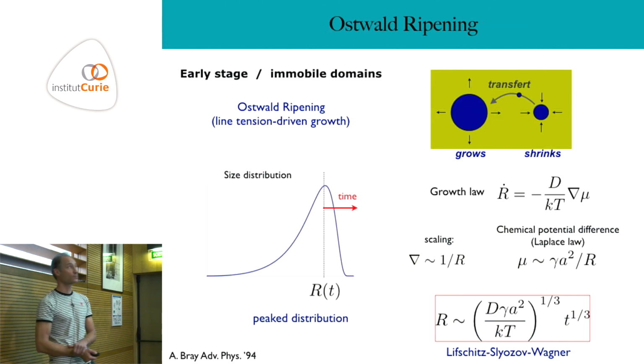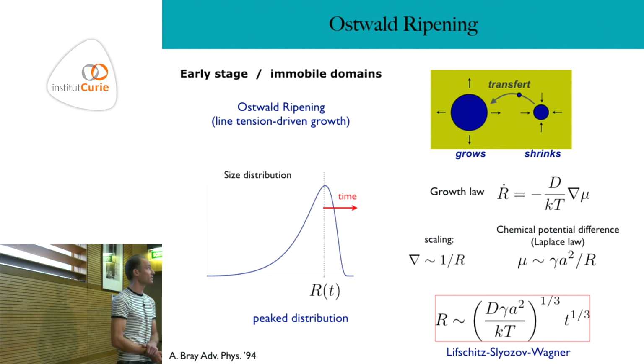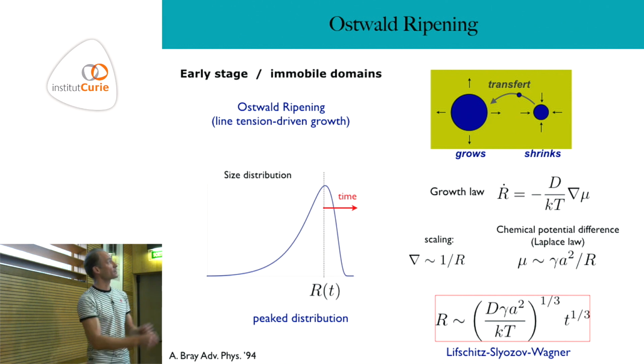So one growth process is called Ostwald ripening, and is due to the fact that these drops have a line tension. So the smaller drops are basically less favorable than the bigger drops, because bigger drops have a smaller perimeter. So this growth process proceeds by the smaller drops shrinking and the bigger drops growing.